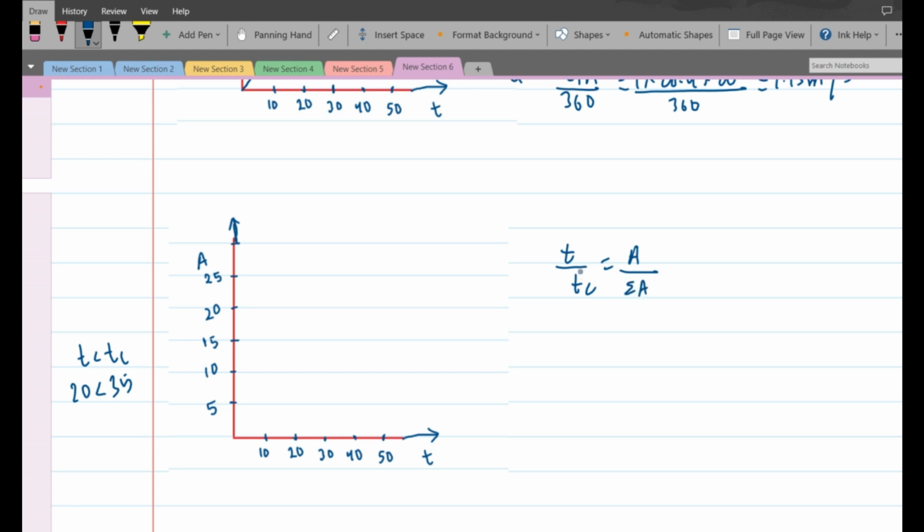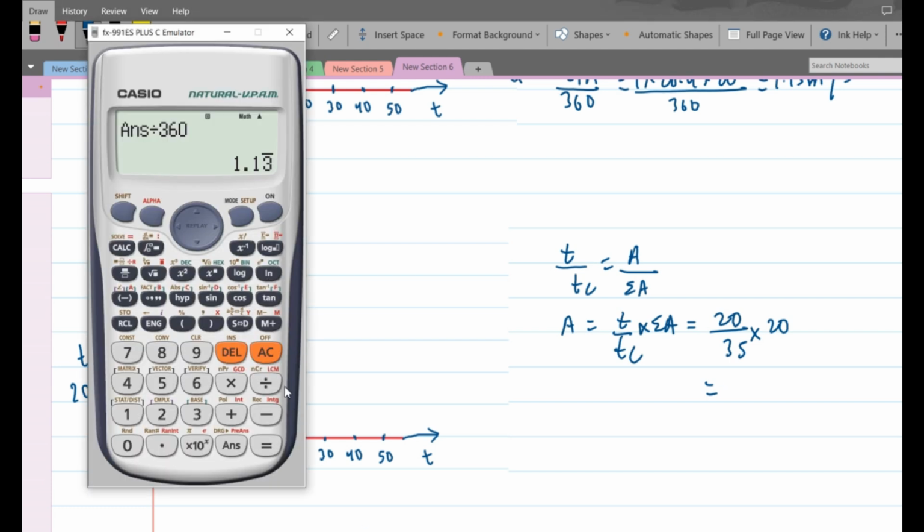So it will be in the proportion of time, right? Now A equals T by Tc into summation of A. Summation of A means the whole area, so it is 20. T is 20, right? So Tc is 35 and summation of A is 20. If you calculate this, it will be 20 into 20 divided by 35. So it will be 11.42.